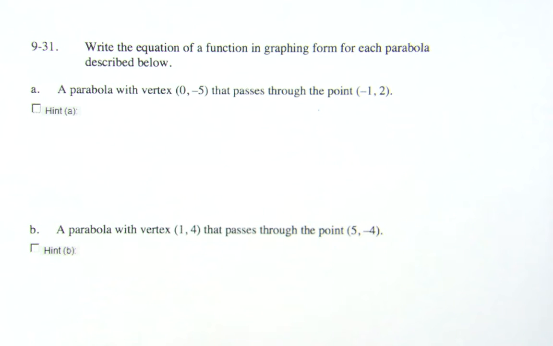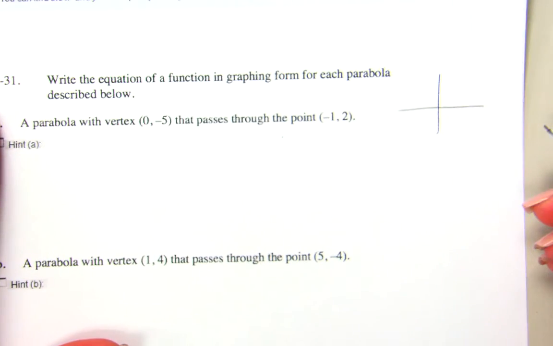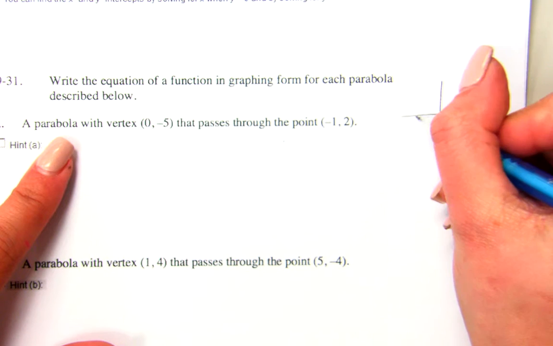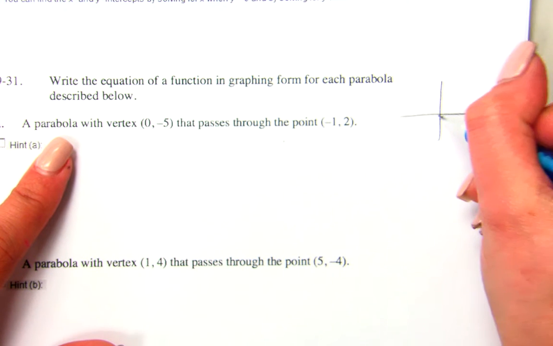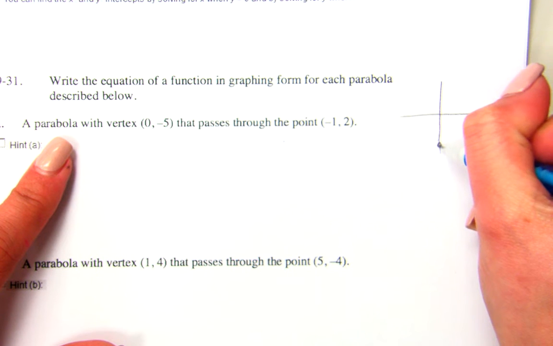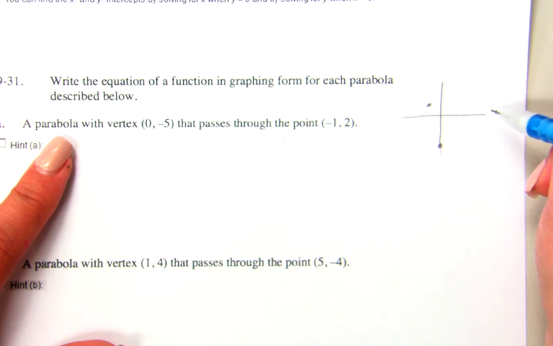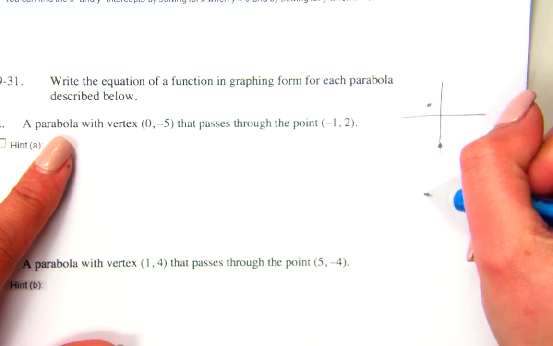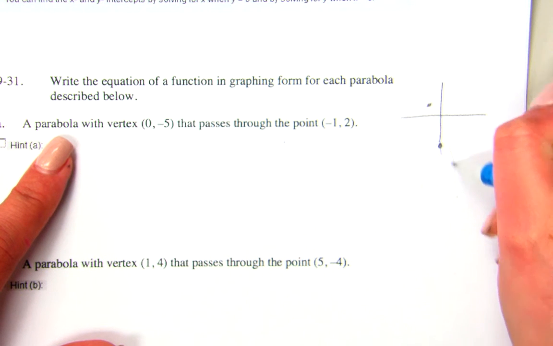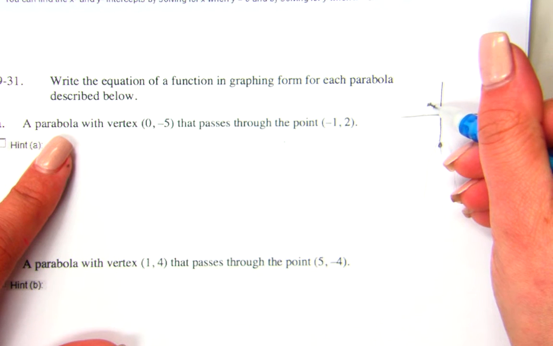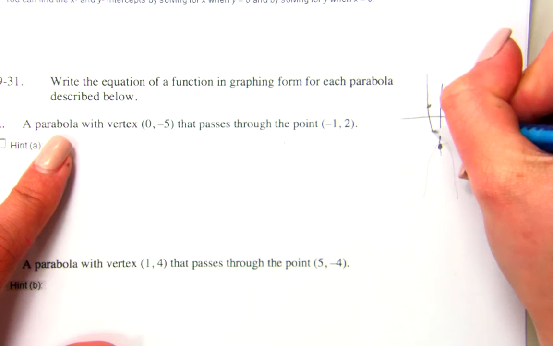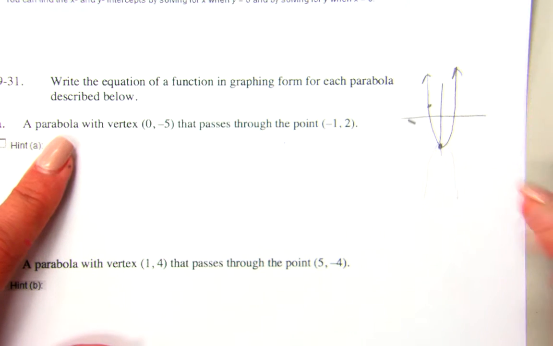A parabola with a vertex at (0, -5) that passes through the point (-1, 2). If you were to graph this, you'd have the vertex down here at (0, -5), and it passes through -1 over here and +2 over here. Since this is the vertex, it's obviously not going to go down, because then it would not touch that point. So at some point it has to make it through there and come back up the other side.